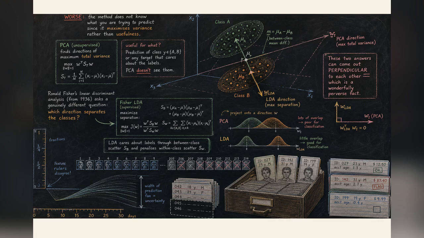Ronald Fisher's linear discriminant analysis, from 1936, asks a genuinely different question: which direction separates the classes? Those two answers can come out perpendicular to each other, which is a wonderfully perverse fact. The direction your data varies along most can be precisely the direction that says nothing about your outcome, so people cheerfully drop the one component that mattered while keeping 95% of the variance and feeling responsible about it.